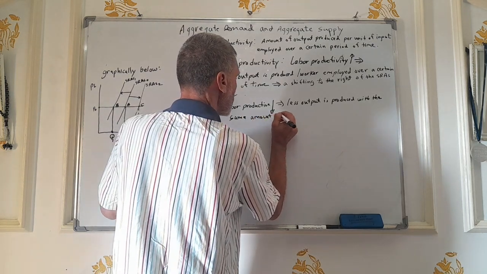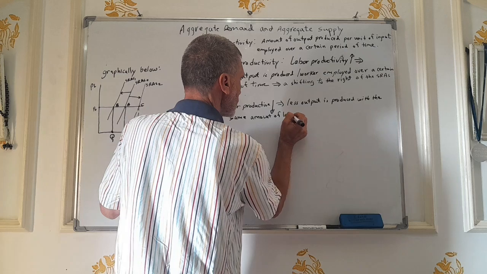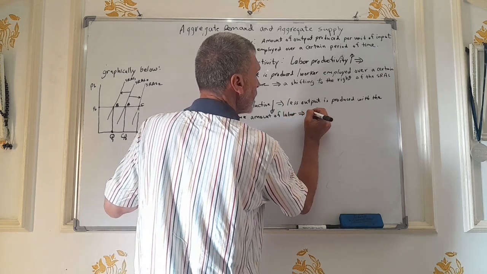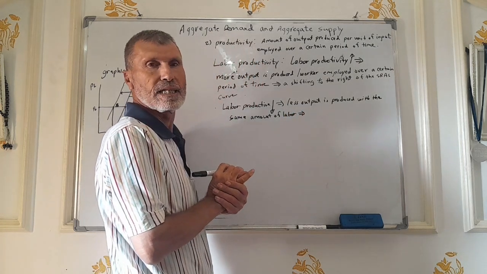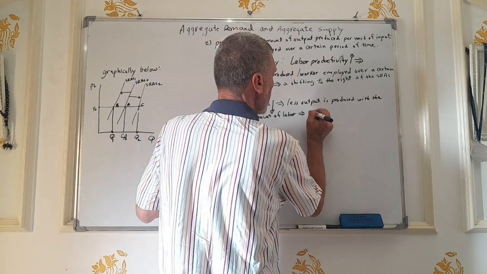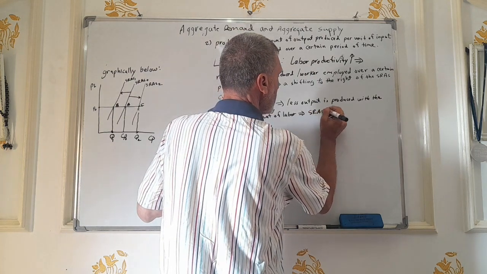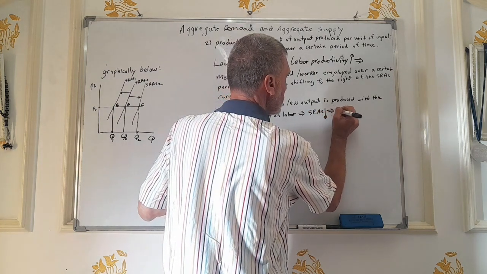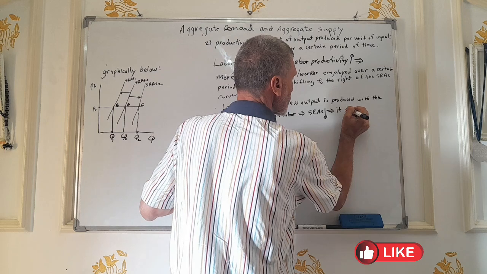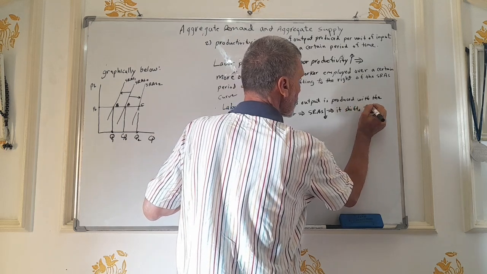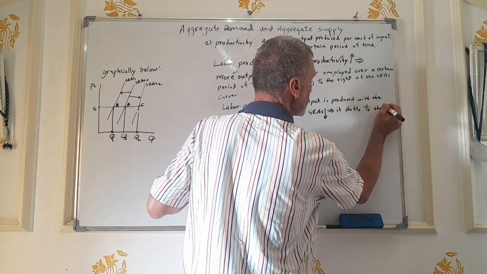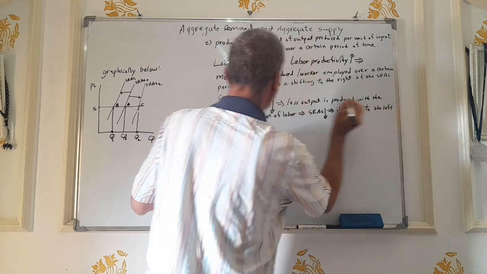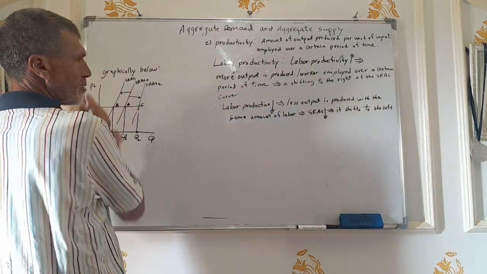This implies what? A decrease in the short-run supply. Short-run aggregate supply decreases, that implies it shifts to the left. As you can see over here, shift to the left, okay?